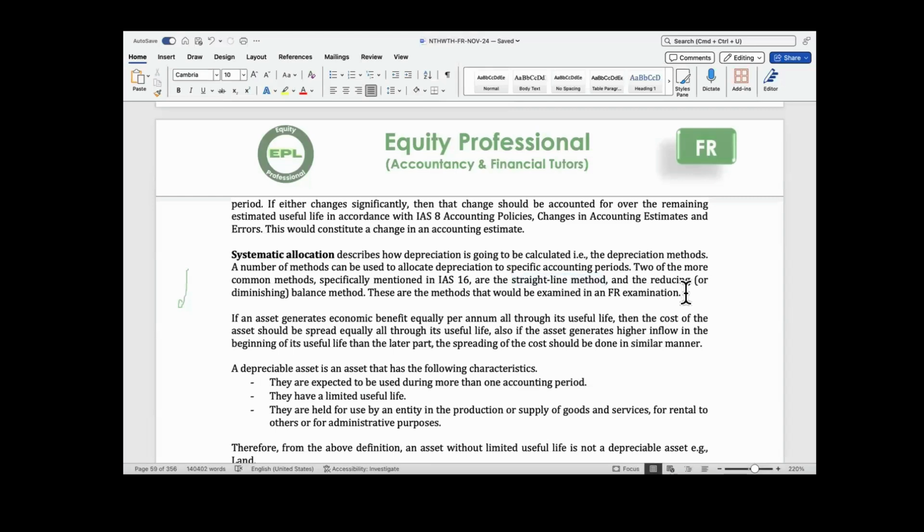And ultimately, the choice of which you use depends on the pattern with which the asset generates money. If the asset generates money equally, we use straight line. If, as the asset gets older, the money it generates gets smaller, then you will use reducing balance. So ultimately, the choice depends on how the asset generates money.